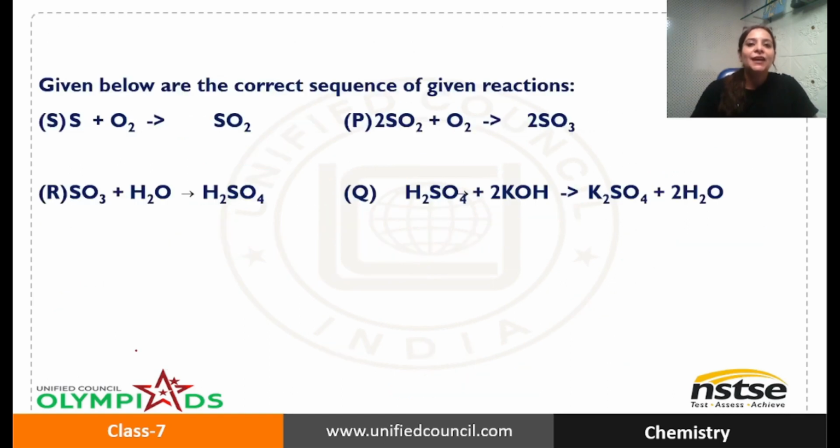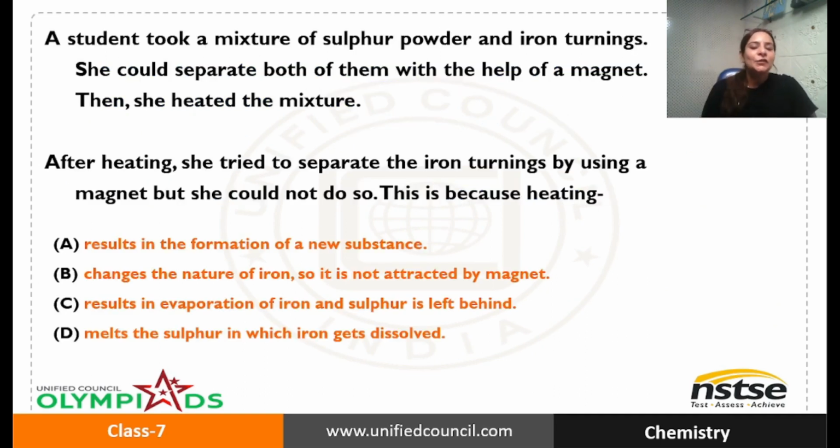So this way you have to look for the clues and then you will be able to reach the right answer easily. Okay, another question. A student took a mixture of sulfur powder and iron turnings. She could separate both of them with the help of a magnet. Then she heated the mixture.